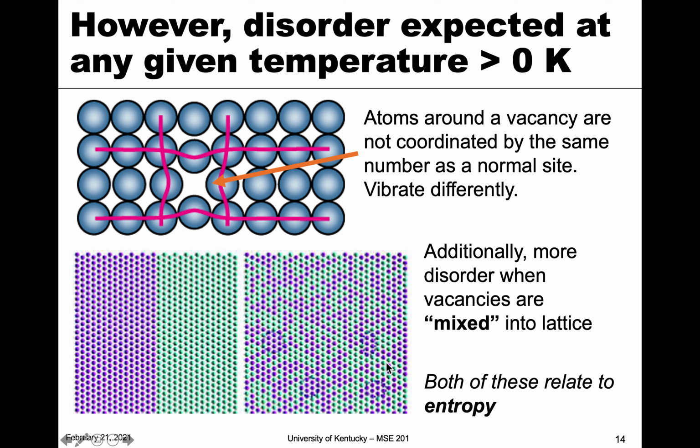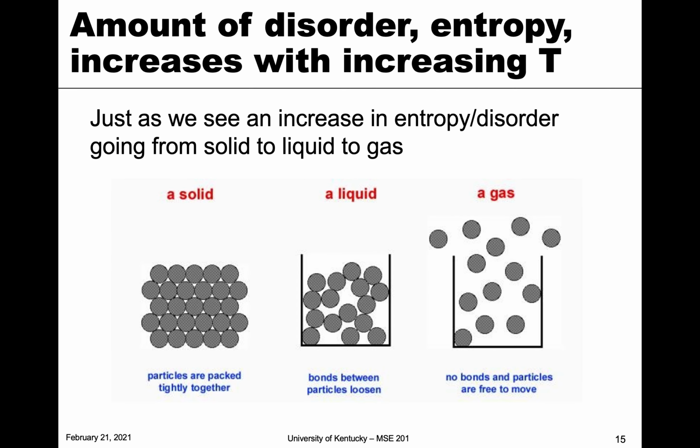And this all gets to something that you'll talk about more in depth in other materials classes or other engineering classes, if you take a thermodynamics class, which is entropy. Entropy is kind of our code for disorder, and disorder happens with increasing temperature. So let's take a look at that. And you've probably seen examples of this, and maybe you just don't know. So just think of the different phases of matter.